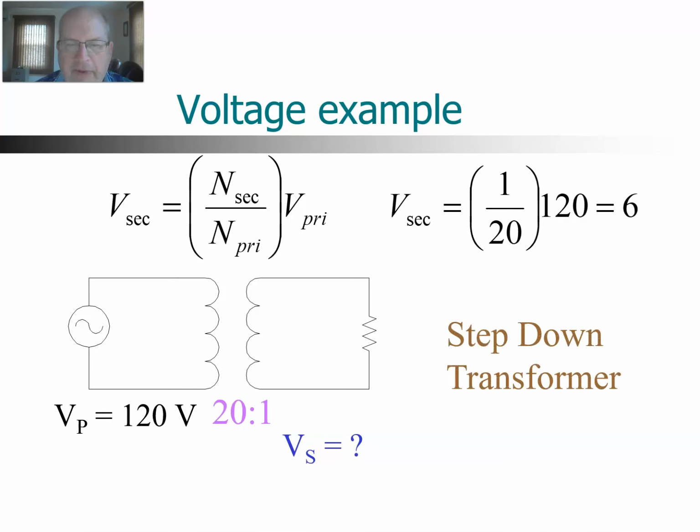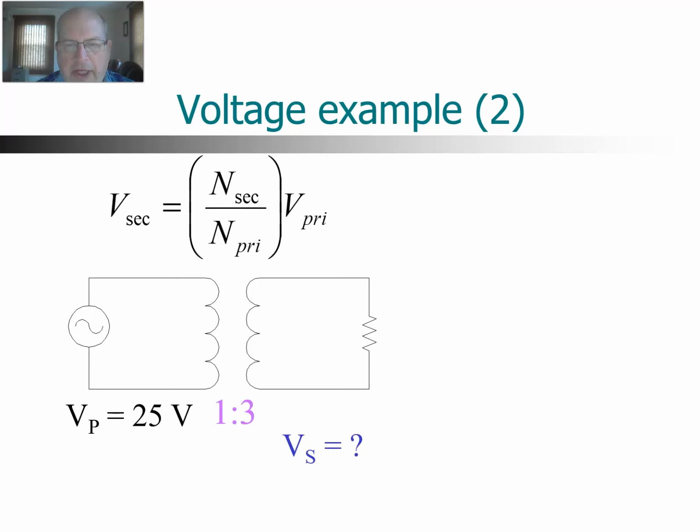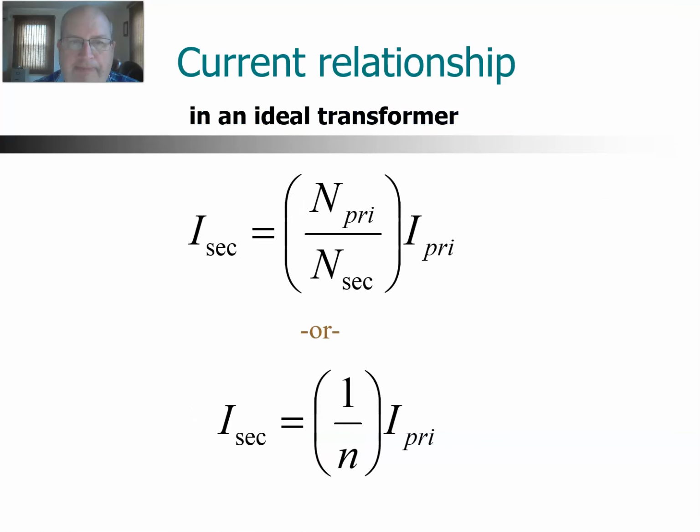When we have less voltage on the secondary than we do on the primary, that's referred to as a step-down transformer. On the other hand, if you have a transformer like this, 25 volts on the primary, 1 to 3 turns ratio, then we're going to get 3 times as much voltage on the secondary, and that would be referred to as a step-up. Excuse me. Okay, sorry about that. So this example is a step-up transformer. It has more voltage on the secondary than it does on the primary.